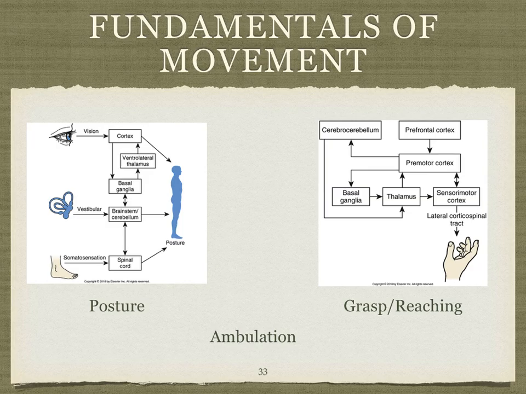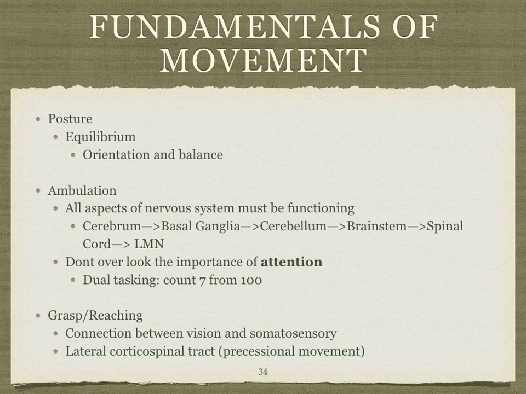And 34, we're on slide 33. The fundamentals of movement are essentially posture, ambulation, grasp, and reaching. So posture is this equilibrium. It's our orientation, which is our head and our body positioning. Our balance, which is basically maintaining, like I've said before, our center of gravity over our base of support, so over our legs. And then our ambulation is the entire aspect of the flow of movement.